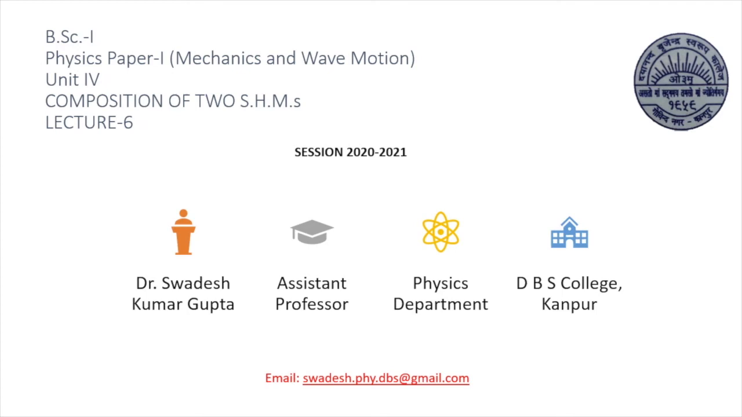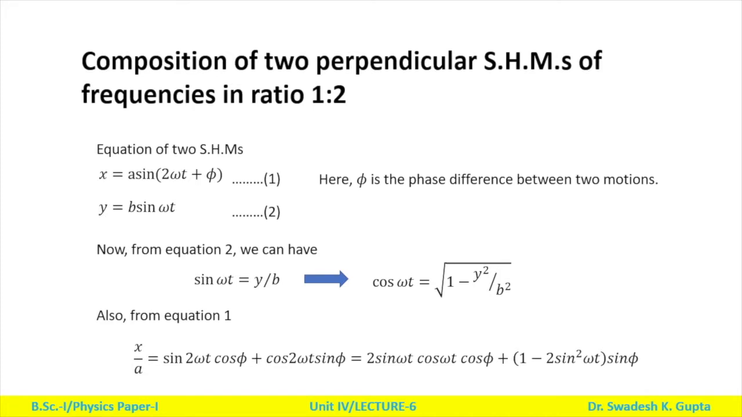Hello students, in this lecture I will talk about more cases of composition of two SHMs. So in the previous lecture you studied about the composition of two perpendicular SHMs which had same frequencies. Here the frequencies of the two SHMs are in the ratio of 1 to 2. So if the frequency of one SHM is omega, then another SHM will have frequency 2 omega.